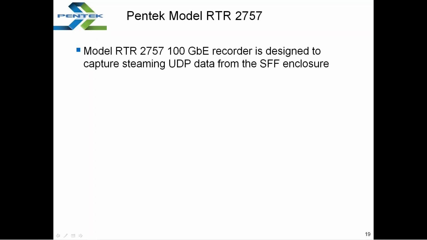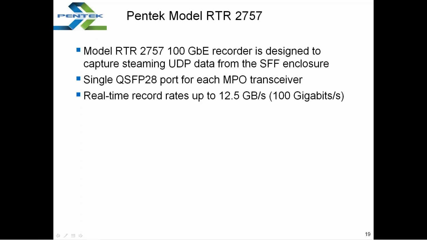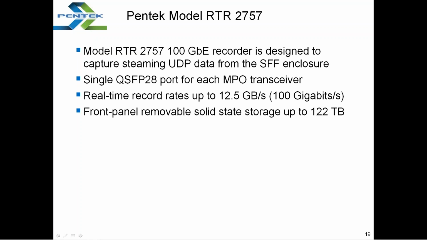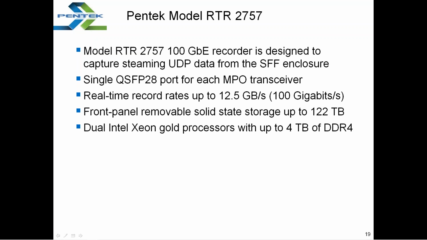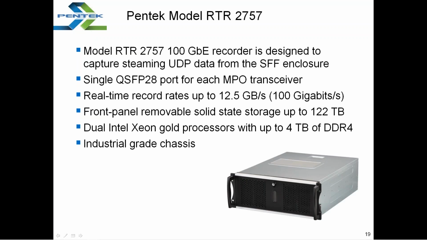This 100 gigabit Ethernet recorder is designed to capture the streaming data from our enclosures, and actually all of our COTS products that output 100 gigabit Ethernet. There is a single QSFP28 port for each MPO transceiver. There are real-time recording rates up to 12.5 gigabytes per second, or 100 gigabits per second. There's front panel removable solid-state storage up to 122 terabytes. Each device has a dual Xeon Gold processor with up to 4 terabytes of DDR4 buffer RAM, and it's all in an industrial-grade chassis.